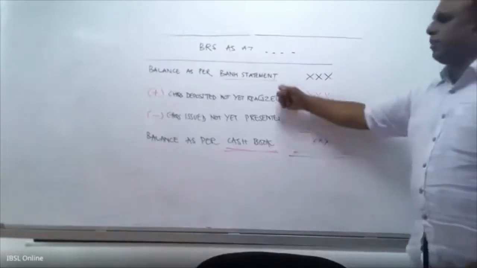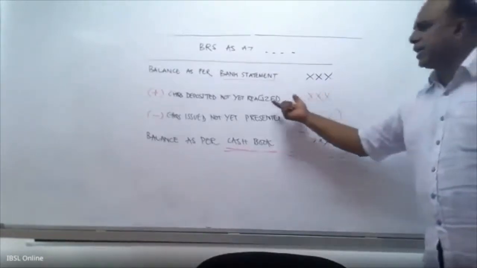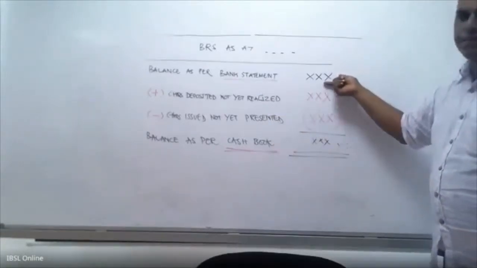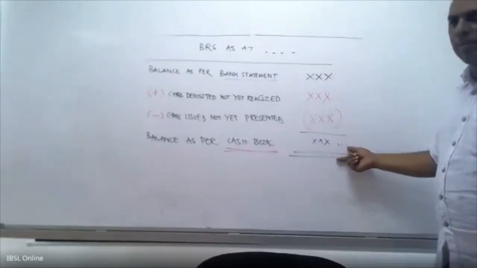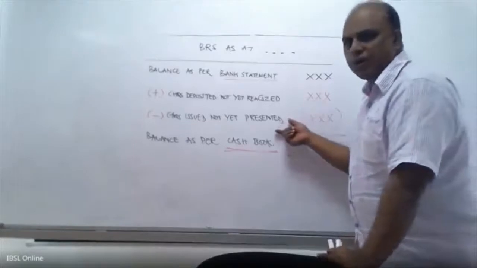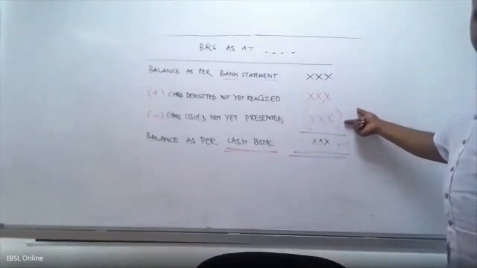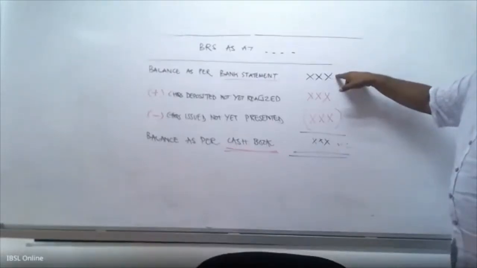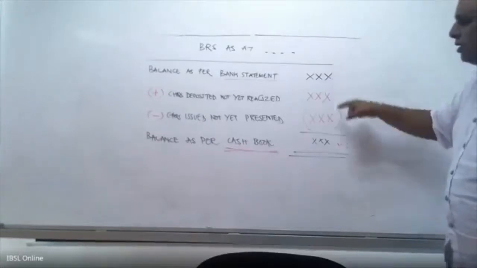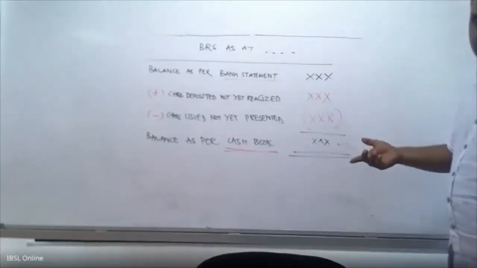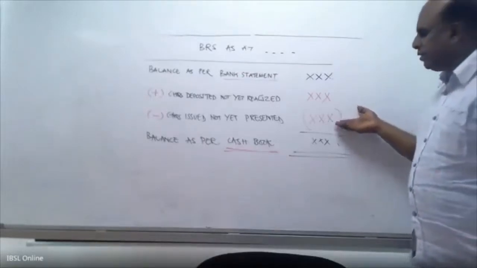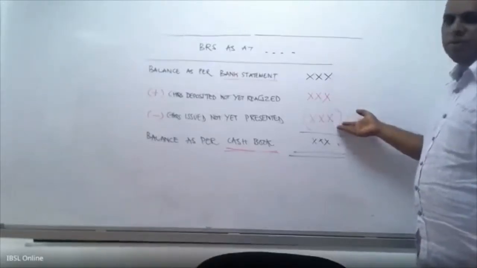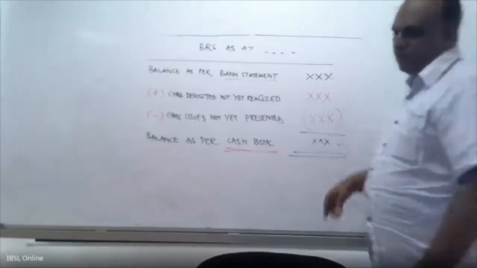If you are starting off with the bank statement, remember, checks deposited not yet realized have to be added. Why? It is not considered here, whereas it is considered here. Secondly, the checks issued not yet presented have to be deducted. Why? It is considered here, whereas it is not considered here. Okay? So this balance becomes more because the checks have not yet been presented. Ideally speaking, when it was issued, you have already gone and deducted here. So in order to match these two balances, you have to deduct it. So can you take down this, please?